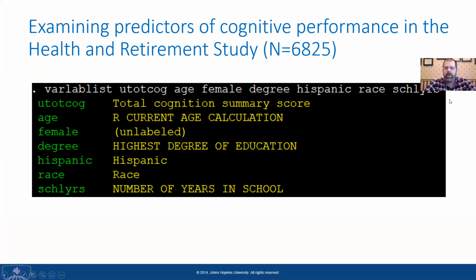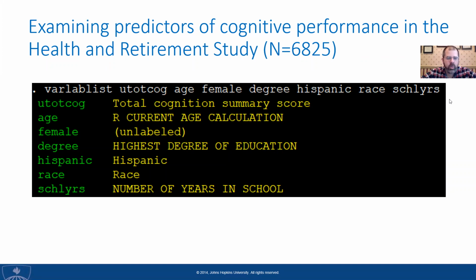In this demonstration, we will be examining predictors and correlates of cognitive performance in the U.S. Health and Retirement Study, HRS. The sample size I'm using here is 6,825 participants. We'll be looking at 7 different variables. Our primary outcome variable is called UTOTCOG. It's a total cognition summary score.